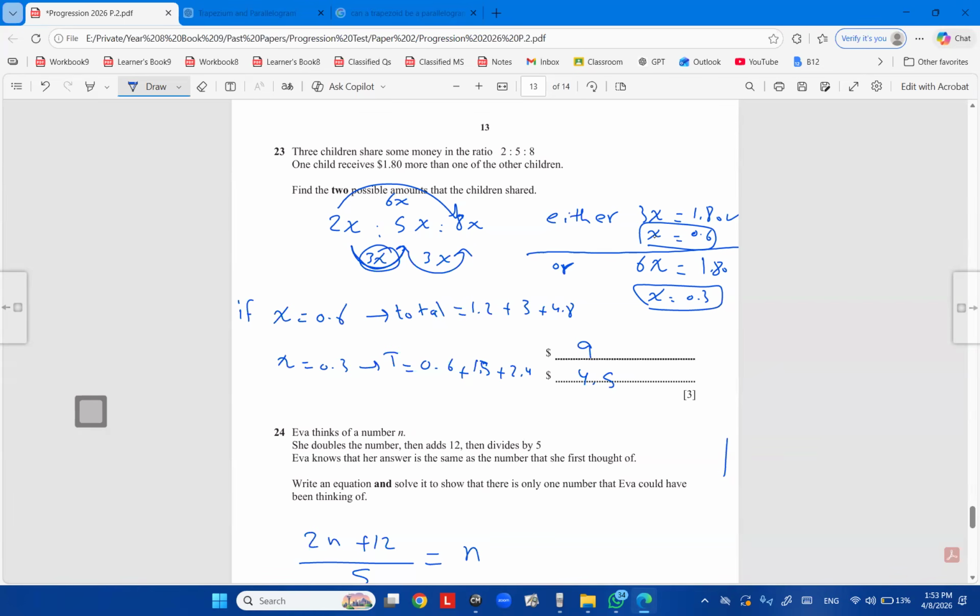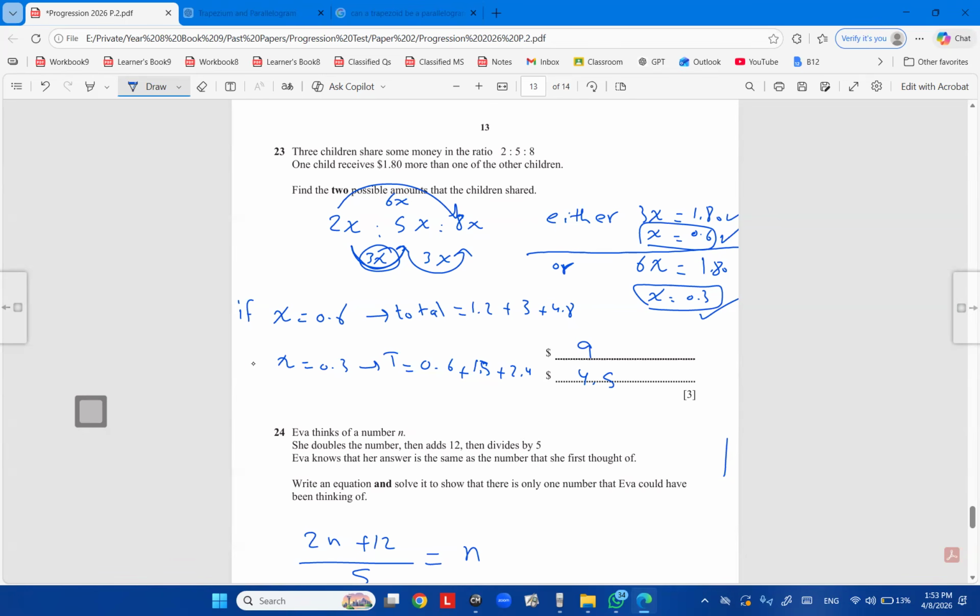I need to see what x is equal to in the first case. You're going to find it by dividing by 3. 1.80 divided by 3 is 0.6. So x could be 0.6, or dividing by 6, 1.80 divided by 6 is 0.3. x could be 0.3. But let's find the total.